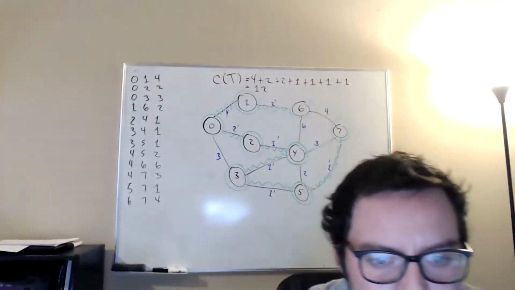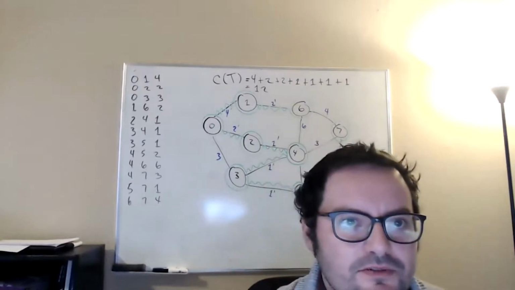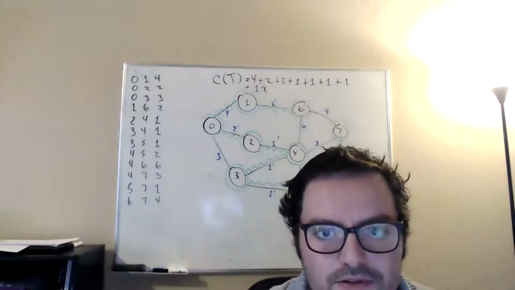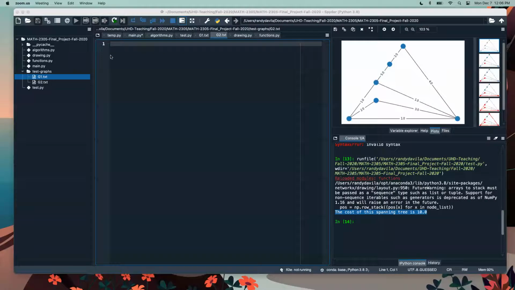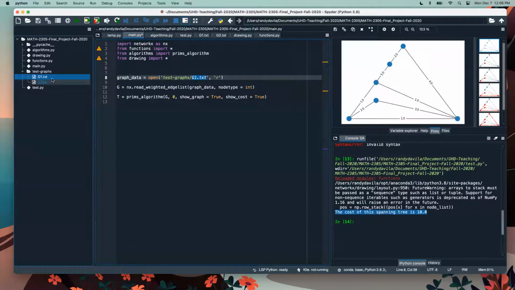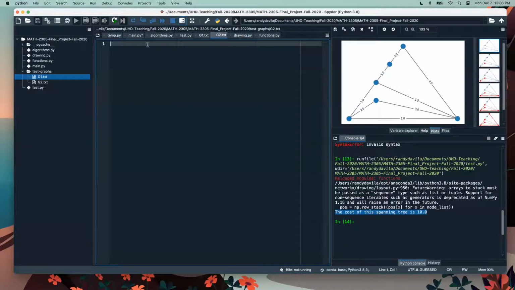So, okay, let me put this into my program and check to see if it works. Okay, so I moved everything here. So let me say G2 is this graph. It's .txt. So 0 to 1 with weight 4, 0 to 2 with weight 2, 0 to 3 with weight 3, 1 to 6 with weight 2. Make sure there's white space here.